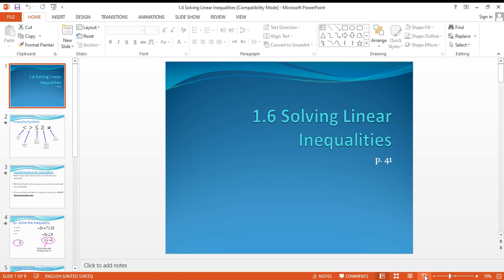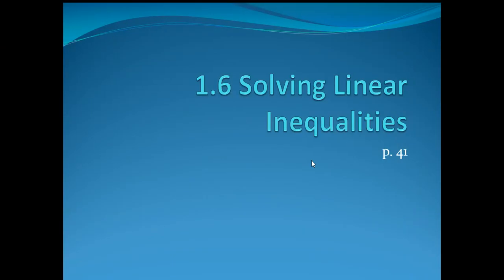This is our new lesson. It's 1.6. It's really easy. Solving linear inequalities. It's page 51. Linear inequalities. It's not an equation, it's an inequality. It's a little bit the same as the equations, but we have some traps, some tricks in it. You're going to see it in the PowerPoint.